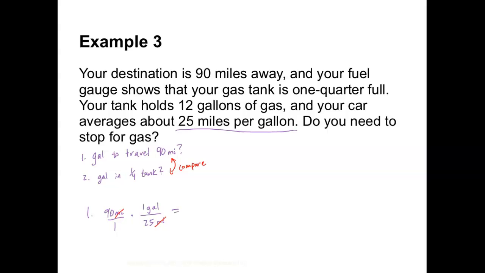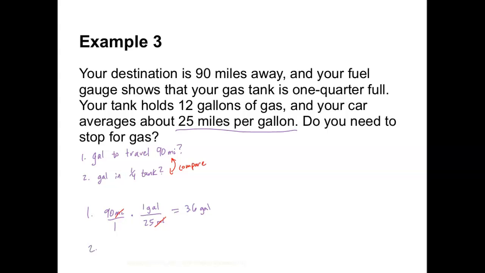We're left with gallons. So I'm going to multiply those out. I'm going to end up with 90 over 25, and gallons is going to be my unit. So 90 divided by 25 is 3.6 gallons. So that's what it's going to take for us to drive 90 miles.